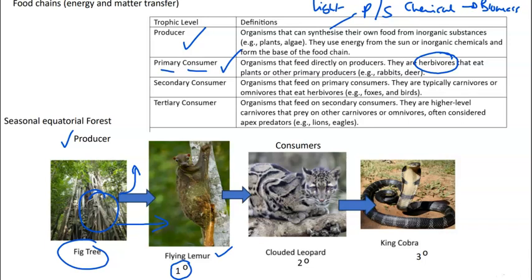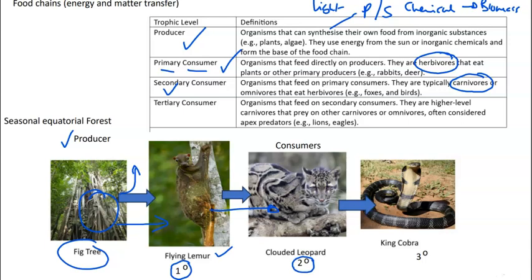The flying lemur is subject to the predation of the clouded leopard as it moves around in the tree. So the clouded leopard will be acting as the secondary consumer in this chain. And of course, typically now, this is a carnivore eating the flying lemur, and the energy and matter of the flying lemur is transferred to become a clouded leopard. So the clouded leopard is now classified at the second trophic level.